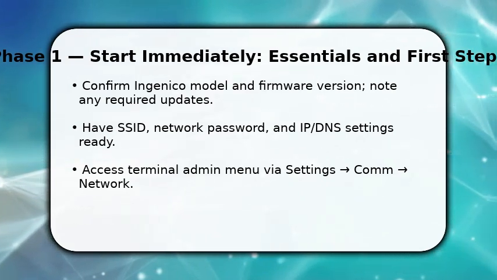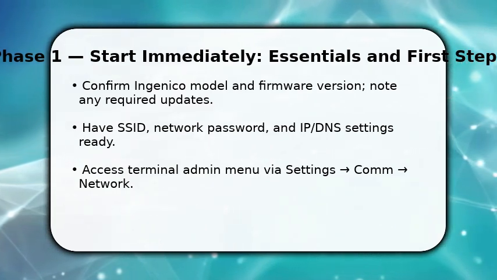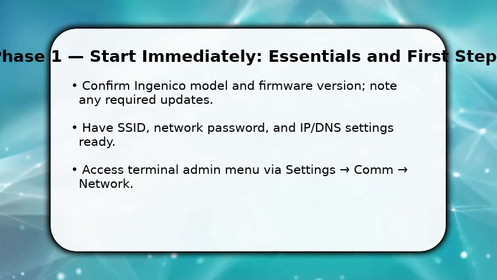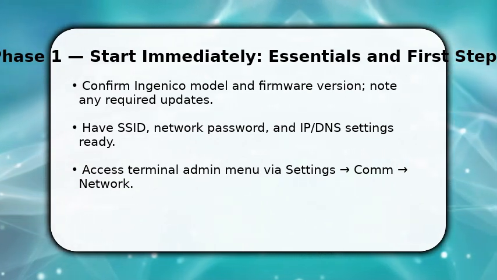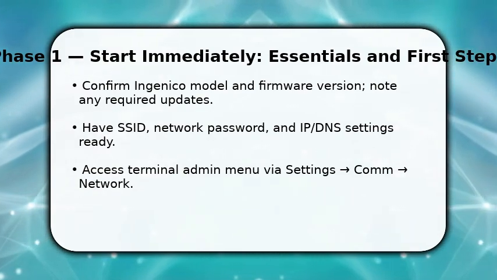Now power the terminal, navigate to Settings, choose Communications, then Network. Press Enter to open the Wi-Fi interface and select Scan to find networks. This gets you into the device's network flow quickly, so you can select your SSID and move forward.